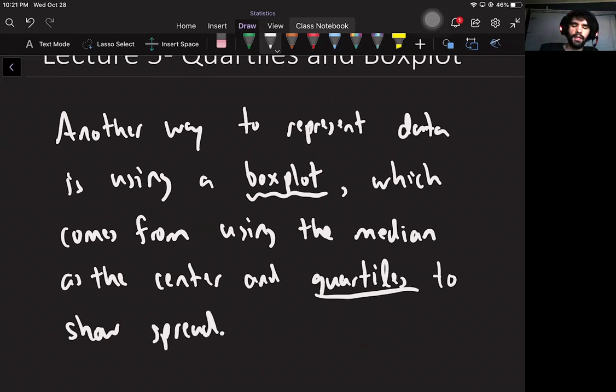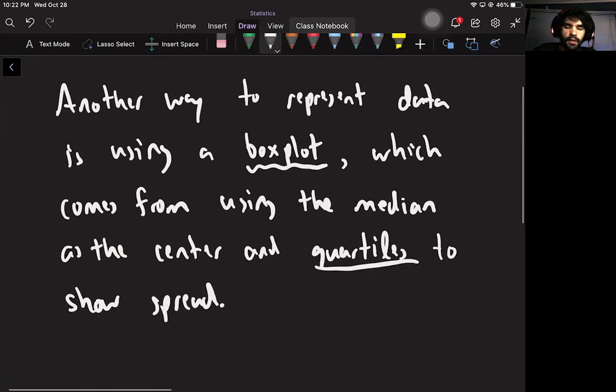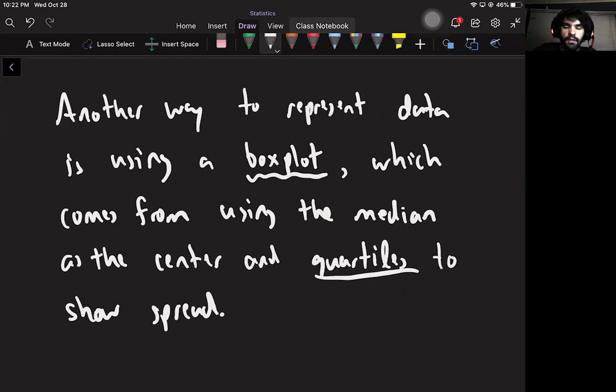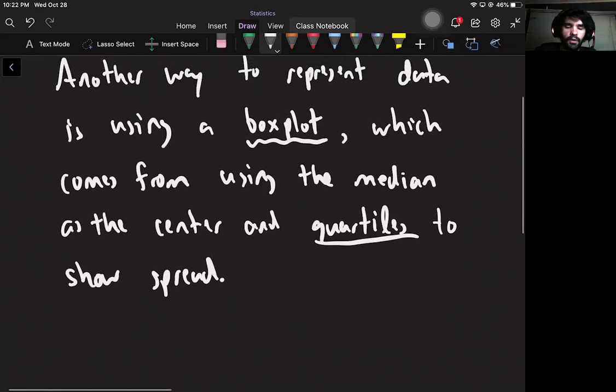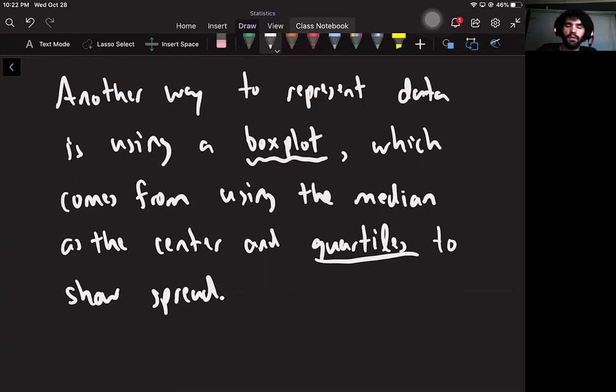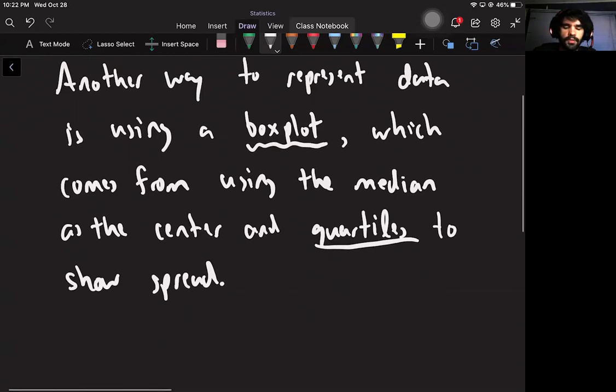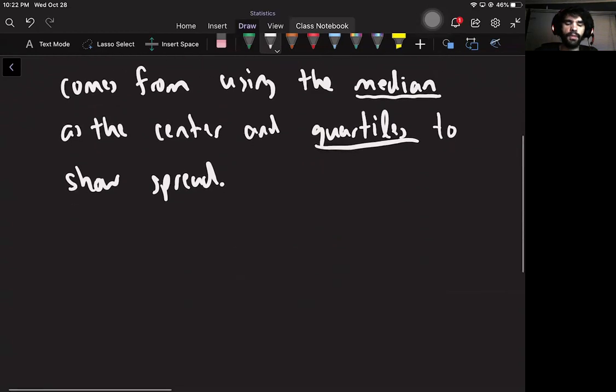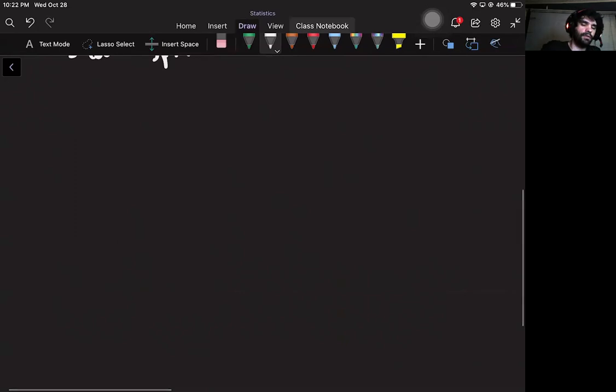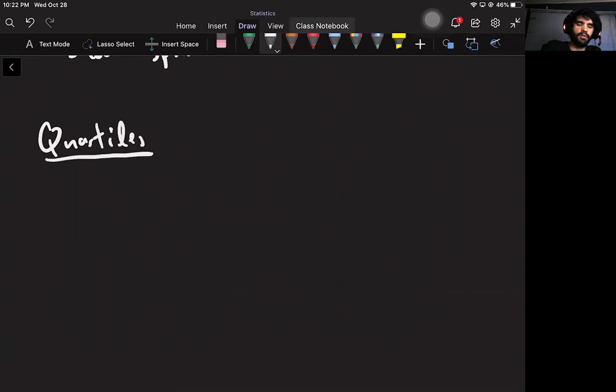So the idea is that mean and standard deviation sort of go together. And when you're drawing histograms, you're thinking about the mean and the standard deviation. When you're drawing bell curves, that's going to be relevant later on. But when you're drawing a box plot, you're using the median and you're using quartiles to show spread, which we haven't learned about. So first we're going to learn about quartiles before we do box plots. Okay, so again, it's just another measure of spread. And it's not so bad.